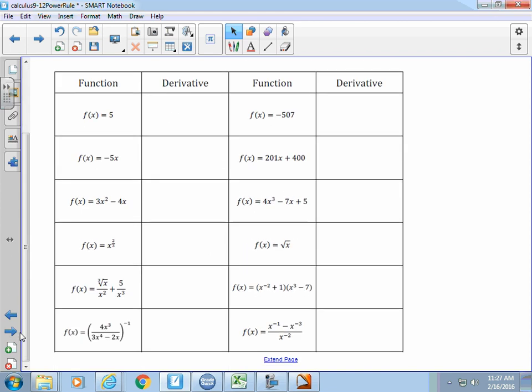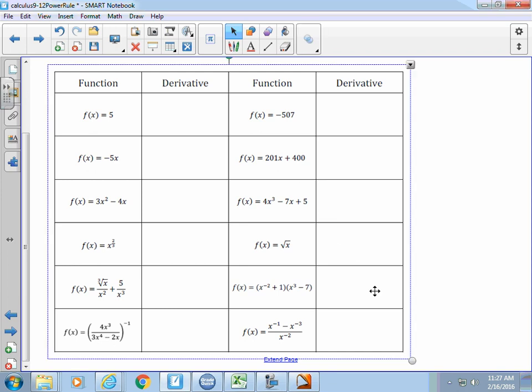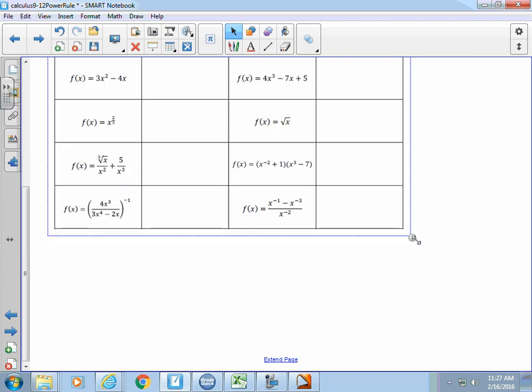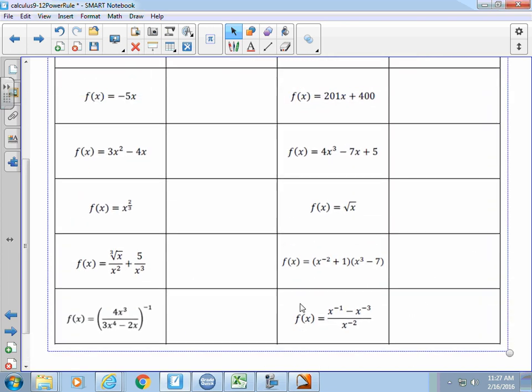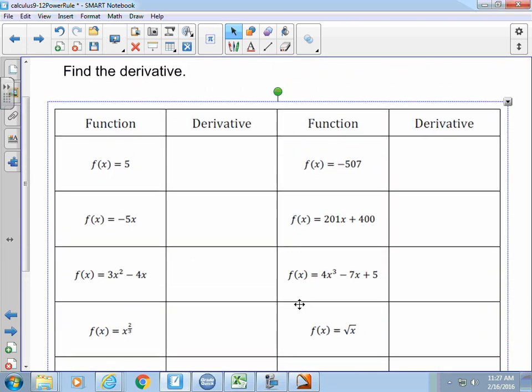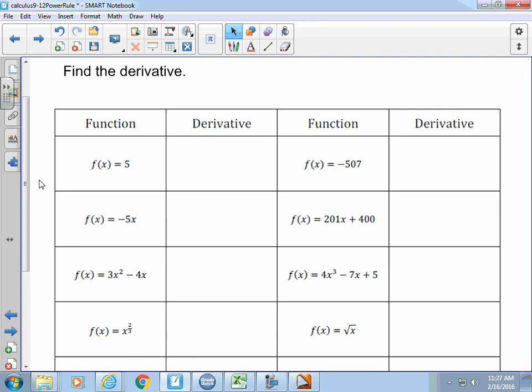So we're going to do 12 derivatives quickly. See how many of them you can do and how fast you can do them. Do you not know the rule, Miller? Okay, so you take the power and move it down in front and reduce the power by 1.